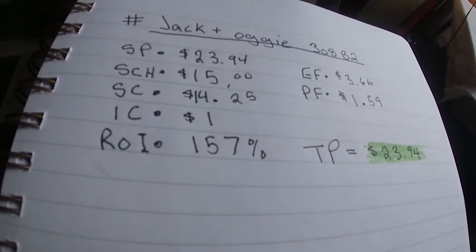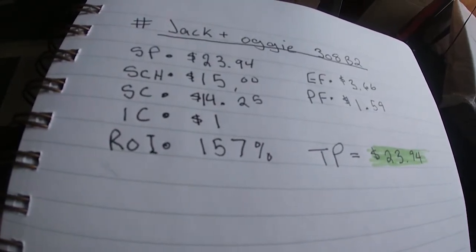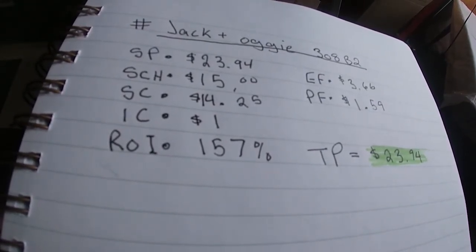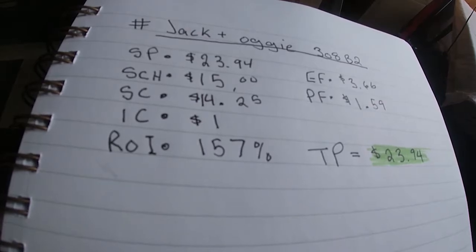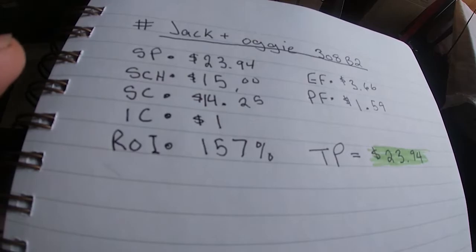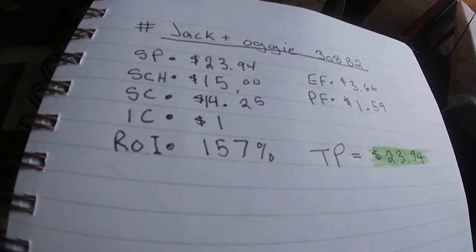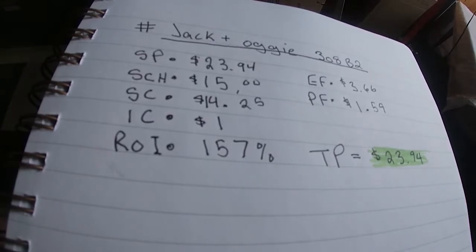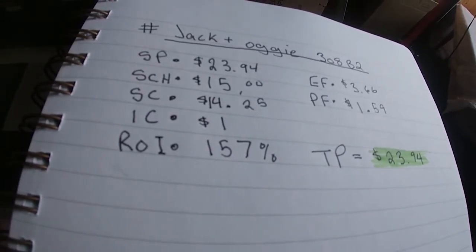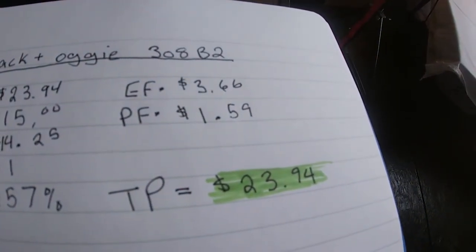Okay guys, I hope this is making sense to you, right? Jack and Oogie Boogie, location, then SP, sales price, SCH, what I charge to ship it, SC, actual shipping charge, IC, my item cost, ROI, return on investment, EF, eBay fee, PF, PayPal fee, TP, $23 total profit.